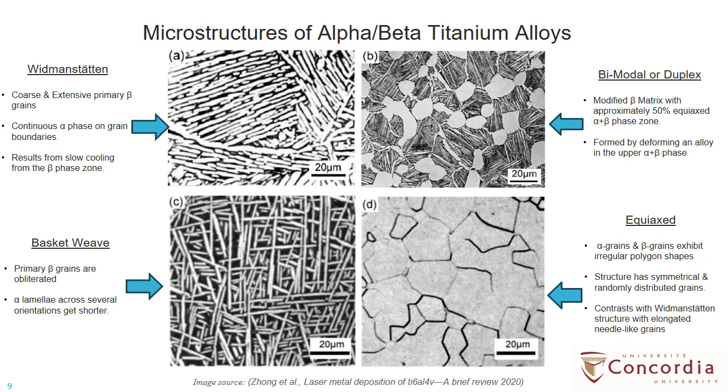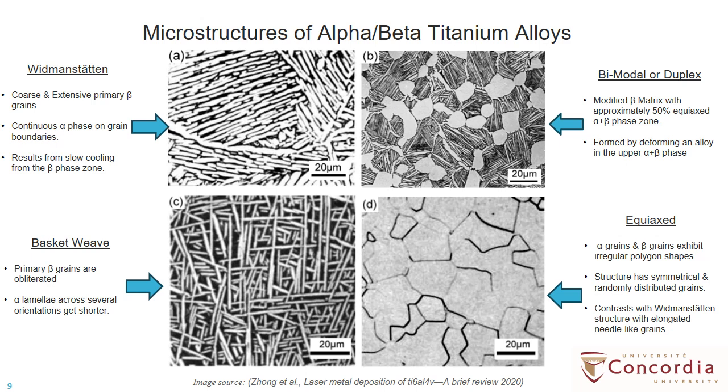The basket weave structure. In the basket weave microstructure, the primary beta grain boundaries are obliterated and alpha lamellae across various orientations become shorter. This enhanced ductility structure forms when substantial deformation occurs near the beta transus temperature.